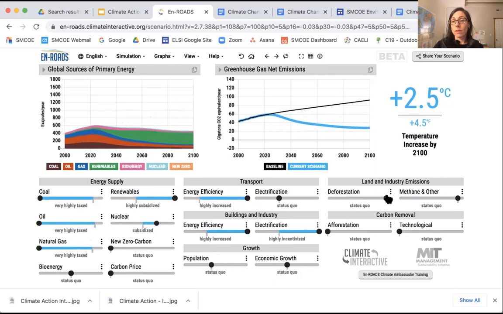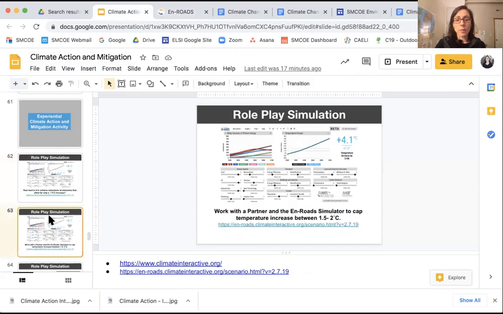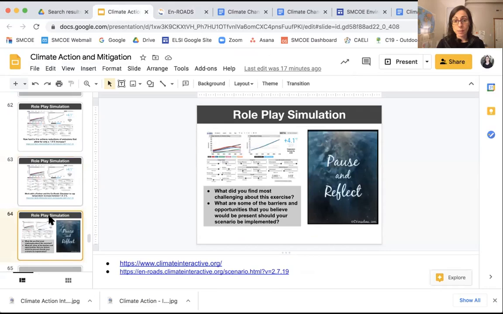Then they have to think about other things like deforestation, like how can we make sure that we reduce deforestation? So they will play around with it and they'll have conversations around how difficult is it to really get down to 1.5 degrees Celsius. And it is very difficult. So they'll play around with it. Good to work with a partner on something like that, and then have them debrief it.